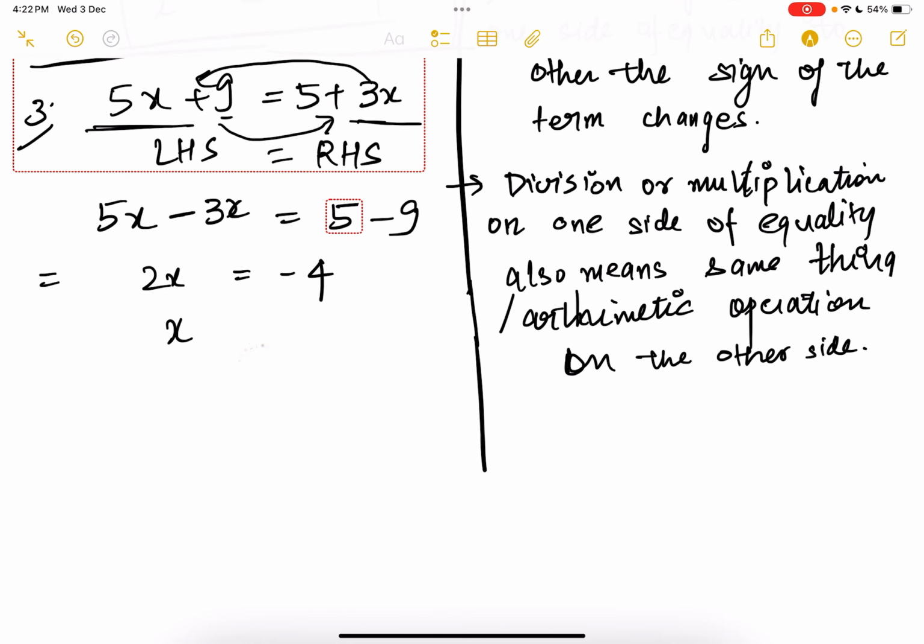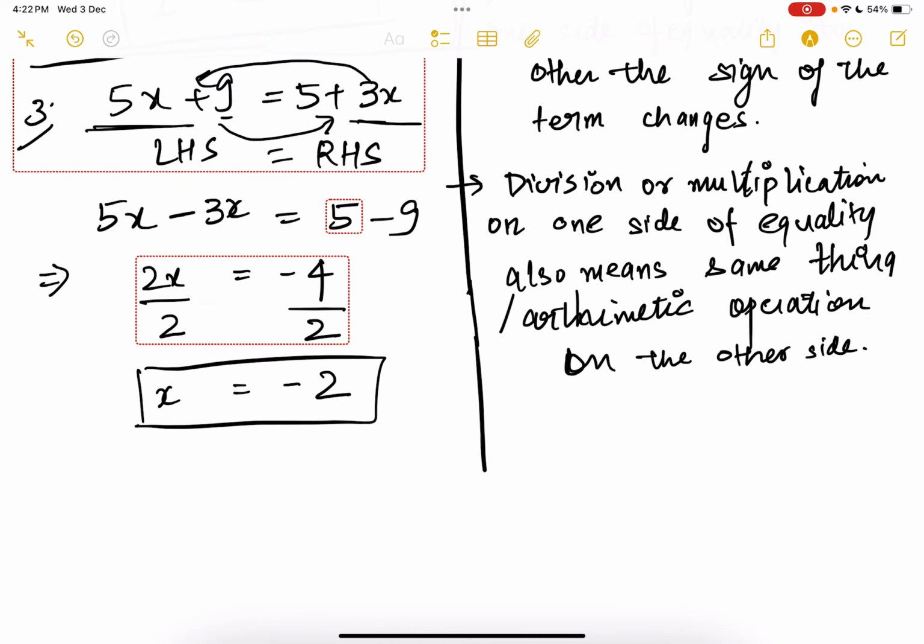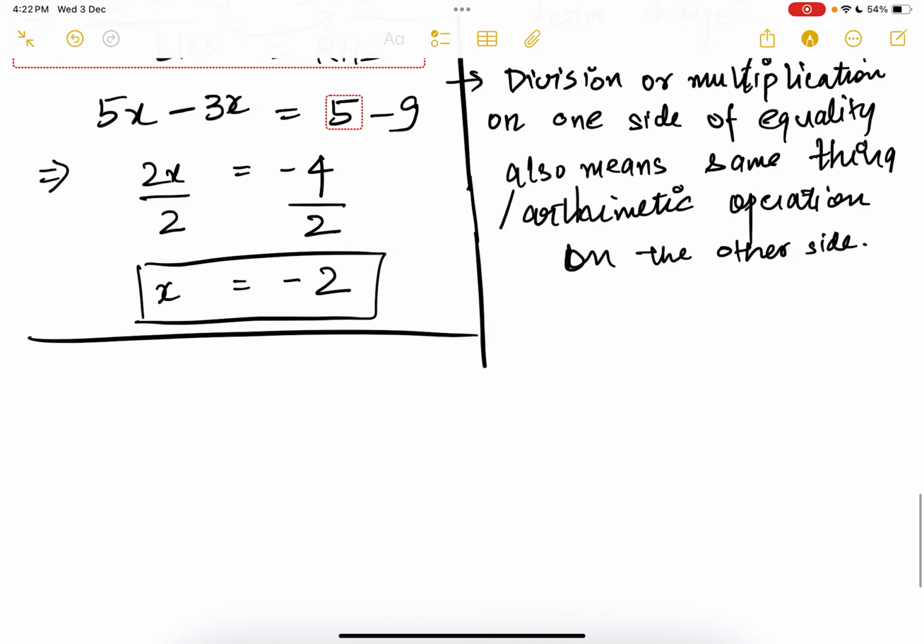Now you have to divide this by 2. 2x you get, but what you want is x. So divide this by 2. If you divide on the LHS, you also need to divide on the RHS. So this will be x, and minus 4 divided by 2, you will get minus 2. So this is the answer. Okay, if you want one more problem, we'll do it.